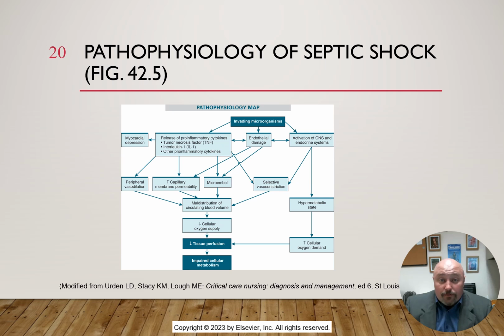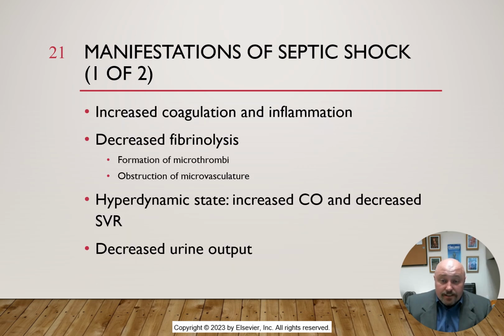Next would be figure 42.5 from the textbook. As you can see, septic shock has three major pathophysiologic effects: vasodilation, maldistribution of blood flow, and myocardial depression. The manifestations of septic shock again include increased coagulation and inflammation, as well as decreased fibrinolysis, meaning the formation of microthrombi, which could eventually obstruct the microvasculature.